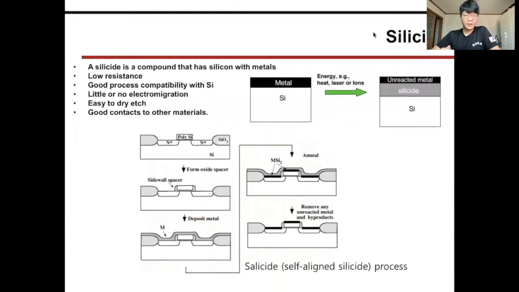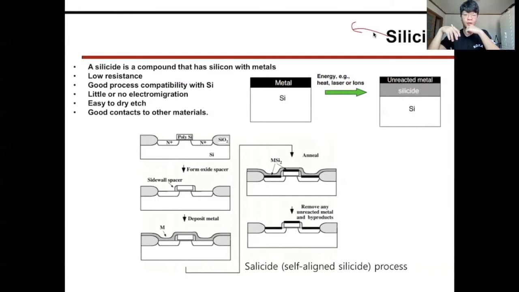Nowadays, we also use silicide, which is a compound between metal and silicon. Silicide is a very good material for low resistance, it does not diffuse into silicon, and it does not have electromigration. And very important, it can be dry etched. So it is a very good process.